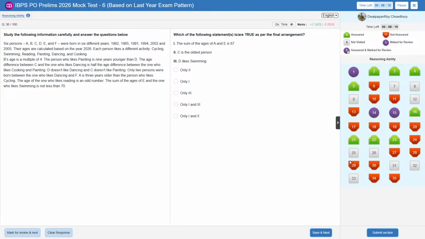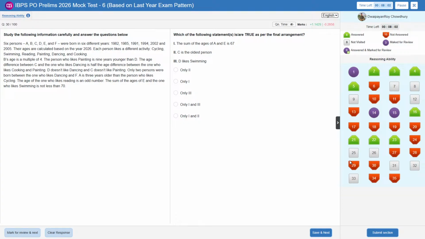9 years younger than D. Painting is 9 years younger than D. So here painting, or 41 and 32. Painting.